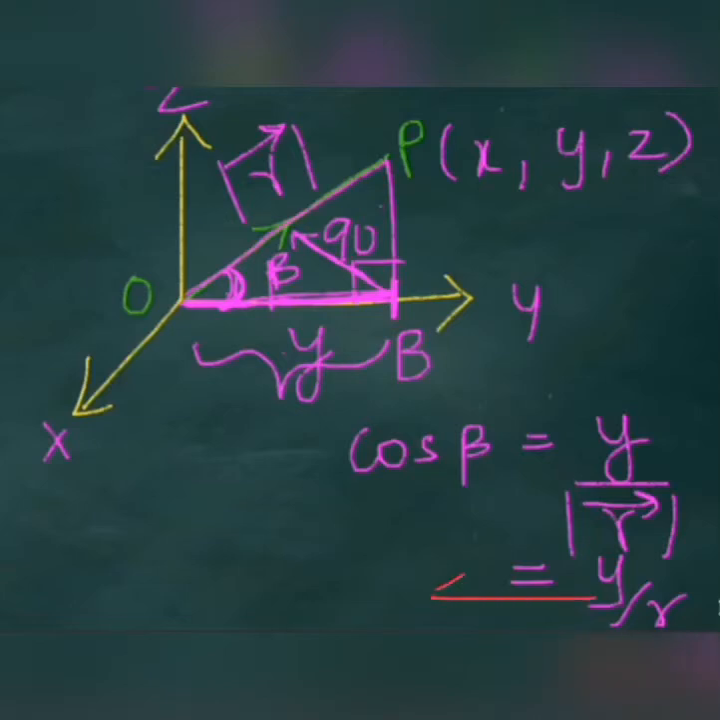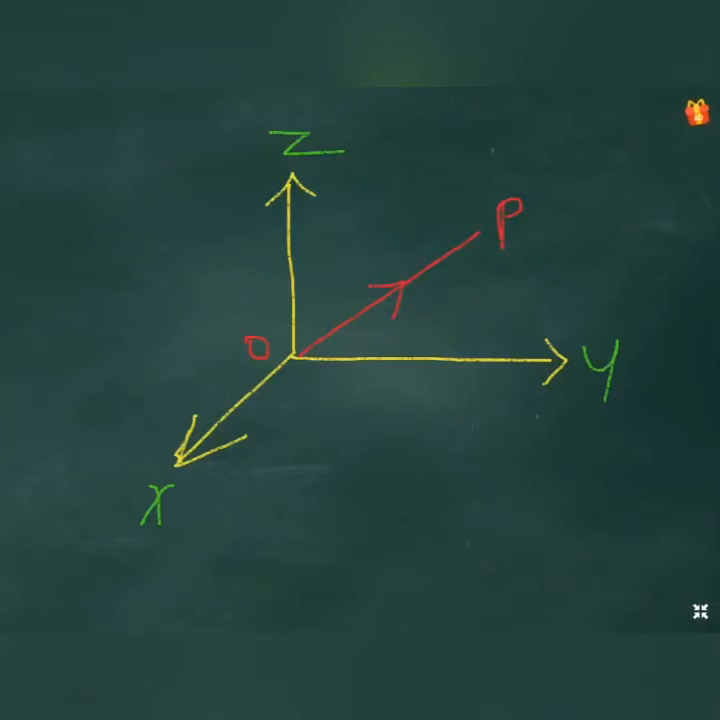Let us take this as equation 2. We saw that the position vector OP makes an angle of gamma with the positive direction of the z-axis. This point P has the coordinates x, y, z. So P makes a length of z with the positive direction of the z-axis.